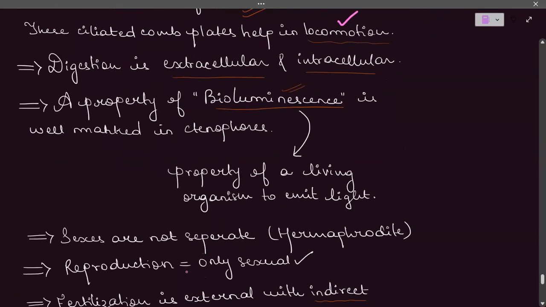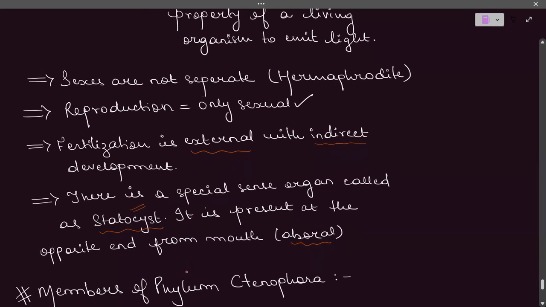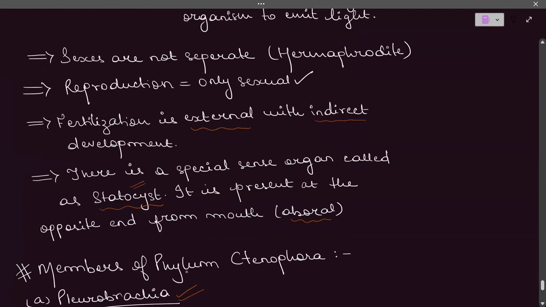Now, digestion in the case of Ctenophora is both extracellular and intracellular. Again, a very unique property about them is the presence of bioluminescence, which means the organism can emit light, it can shine on its own, and it is present in the Ctenophores. Again, the sexes are not separate, meaning they are hermaphrodite. Reproduction is only sexual. No asexual reproduction is found in them. Fertilization is external, outside the body, and development is indirect, meaning some larval stage is there.